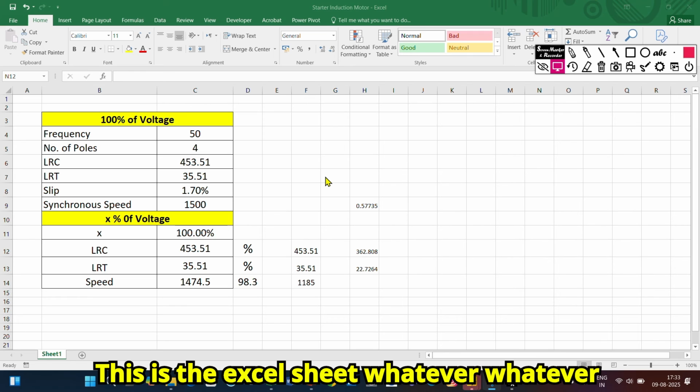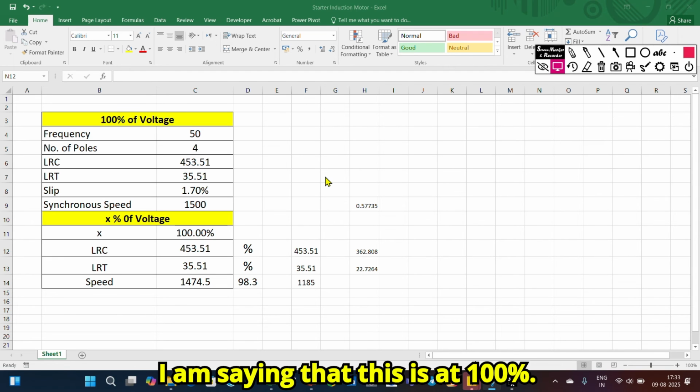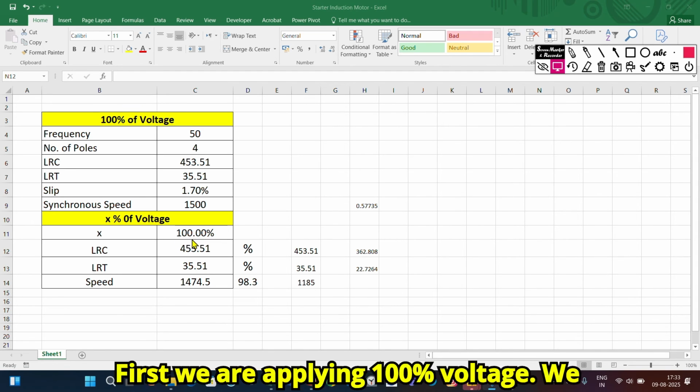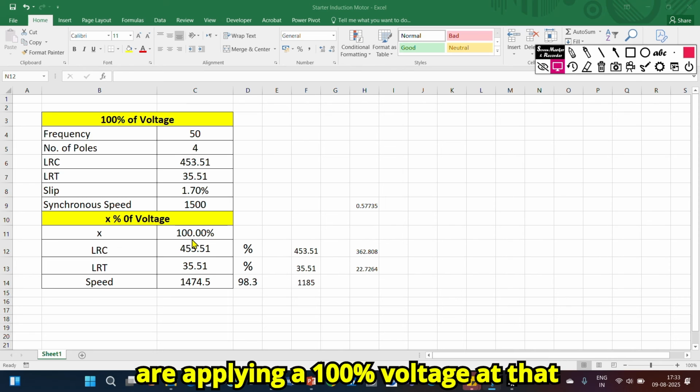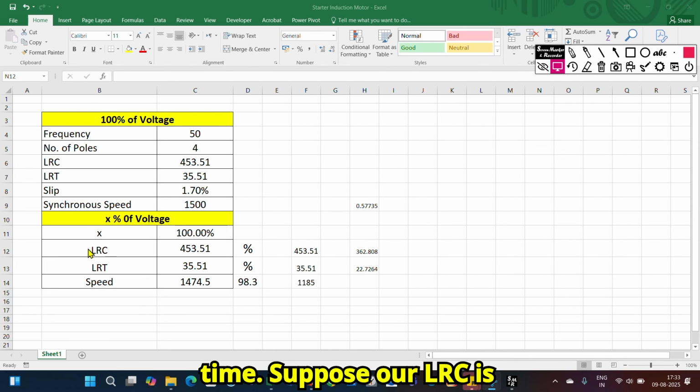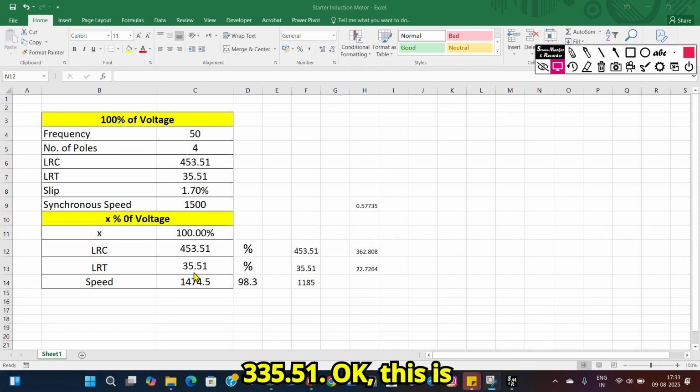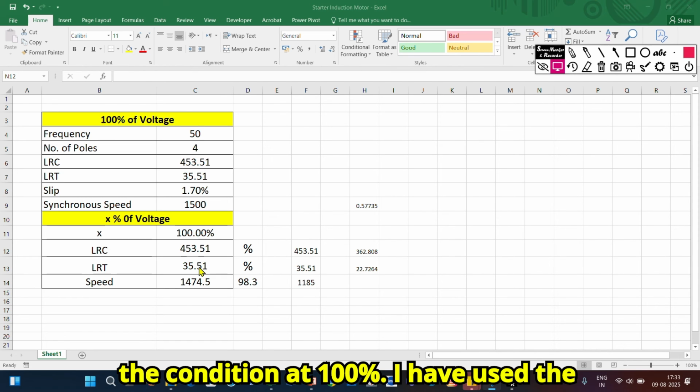This is the Excel sheet. Whatever I am saying, this is at 100%. First, we are applying 100% of voltage. We are not using any starting devices. We are applying 100% voltage. At that time, suppose our LRC is 453.51 and our locked rotor torque is 335.51. Okay, this is the condition at 100%.